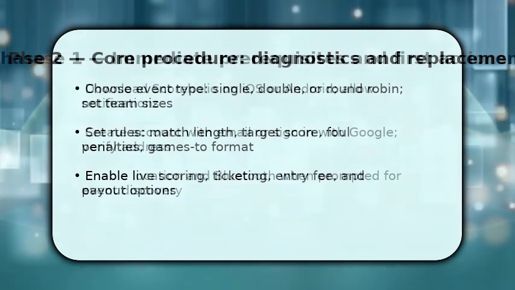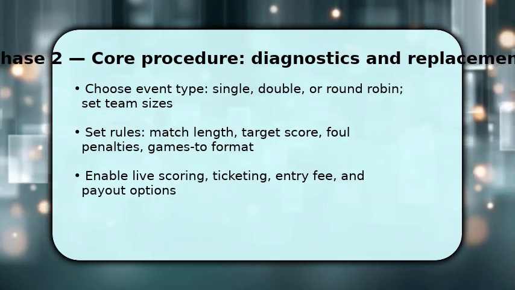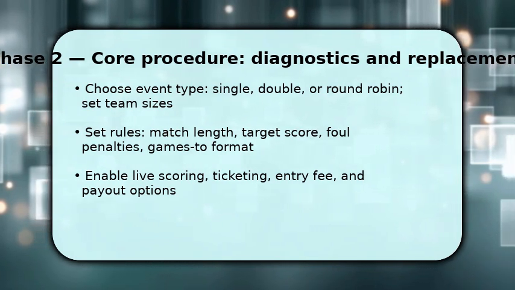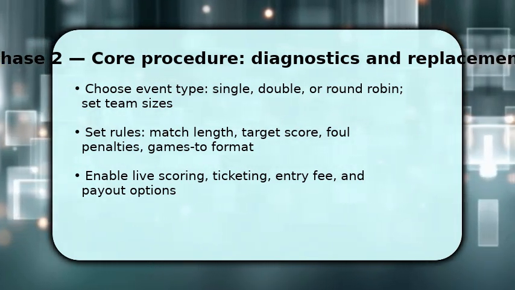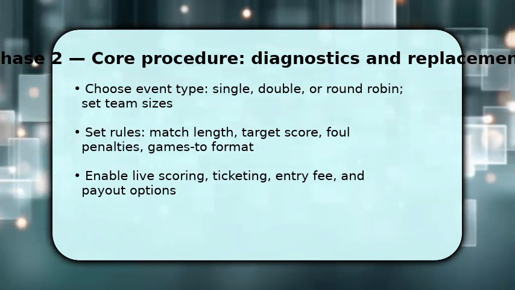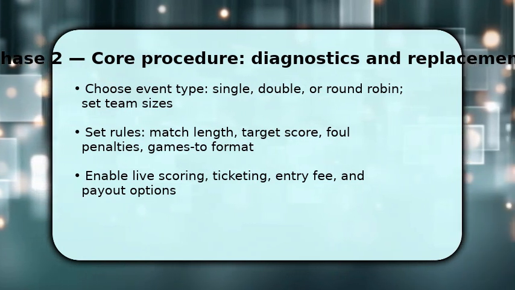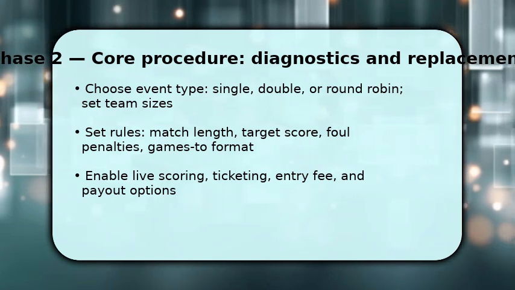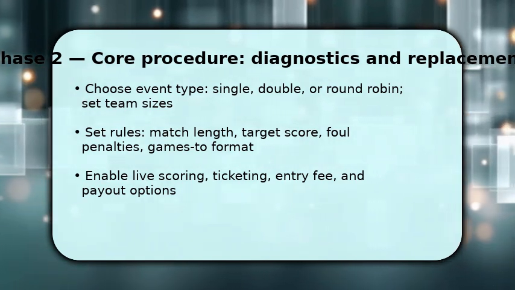You now configure the event so matches run predictably and participants understand the rules. Start by selecting single elimination, double elimination, or round robin, then set target scores and match format because that determines bracket behavior. Next, add teams or allow signups, seed manually, or let Scoreholio auto-seed for speed.